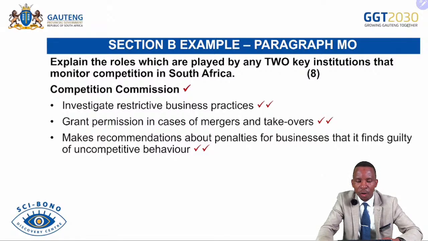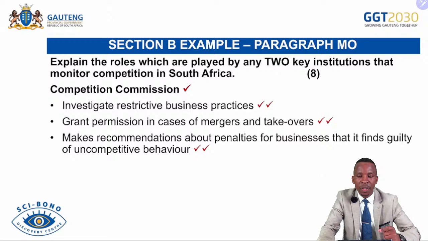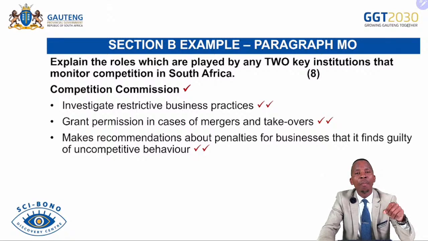It grants permission in cases of mergers and takeovers. So it is very much responsible for ensuring that it gives permission to those businesses that want to make mergers or takeovers. It makes recommendations about penalties for businesses that it finds guilty of uncompetitive behavior or restrictive practice. Primarily, it does the investigation about the alleged anti-competitive behavior or restrictive practices. Number two, it gives permission on mergers or takeovers that can occur within the economy. It also recommends the fine or the penalty to be imposed on the firm that it has found guilty of misconduct within the economy that is anti-competitive.